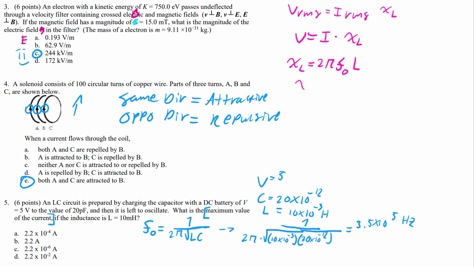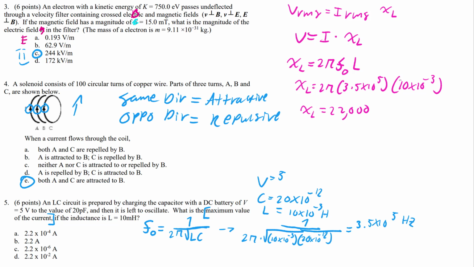So chi sub L is equal to 2 pi, and then the frequency that we calculated, 3.5 times 10 to the 5. Multiply that by the inductance of 10 times 10 to the negative 3. Chi is just a fancy way to say X. So 2 pi, multiplied by 3.5 e to the 5th, multiplied by 10 times 10 to the negative 3. It's around 22,000. Let's just say 23,000.